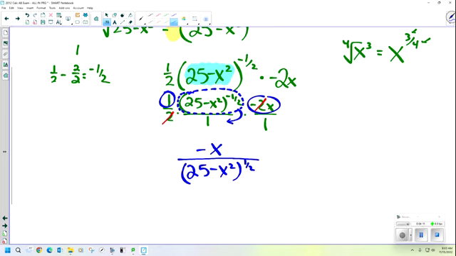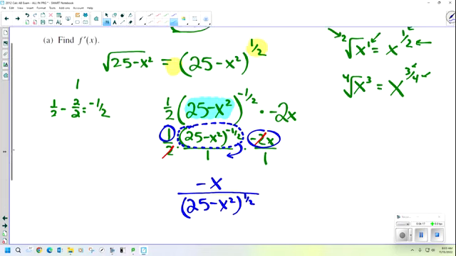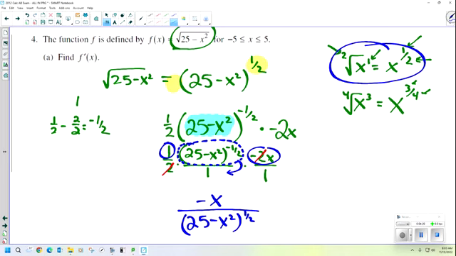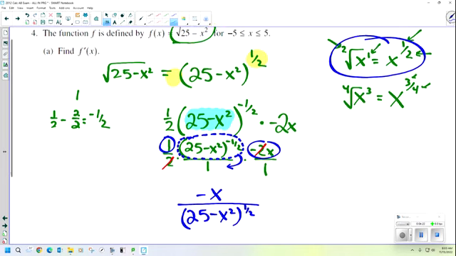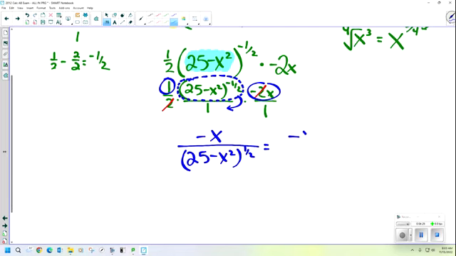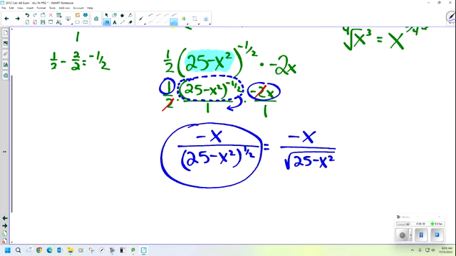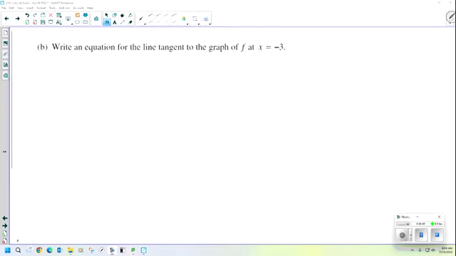Or if you want, you can convert your numerator back to a radical. What do I mean? Remember, anything to the 1/2 is like the square root of something. So if I want, I can make this -x over the square root of 25 minus x squared. If this is short answer, which it is, this is completely acceptable. But if it were multiple choice, they would tend to write it like this. Either one of those is great. It's a good way to start and get our mathematical juices flowing, so to speak.